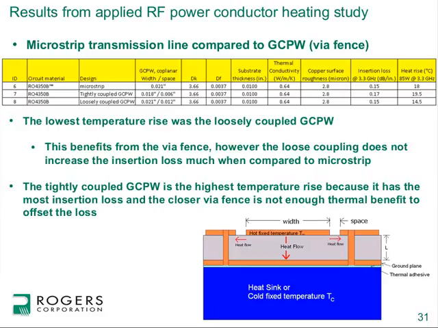So in this case, the loosely coupled grounded coplanar waveguide had the lowest heat rise, even though it had the same insertion loss as the microstrip. It still had significantly lower heat rise, so that says that the via fence trick really does work. There is some lateral heat flow from the signal conductor on the coplanar plane to the adjacent ground planes, and then the vias are used to bring the heat to the ground plane below. Now, the tightly coupled one had the higher insertion loss, and even though the vias were closer to the signal, that benefit did not outweigh the amount of heat being generated by more insertion loss, unfortunately.